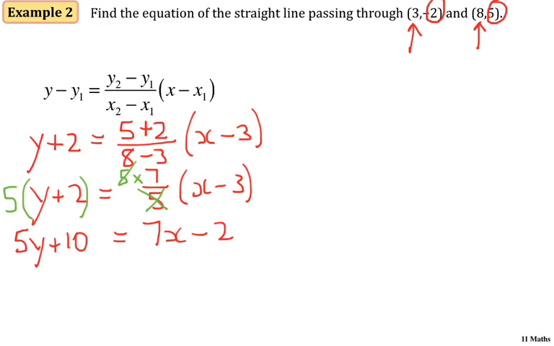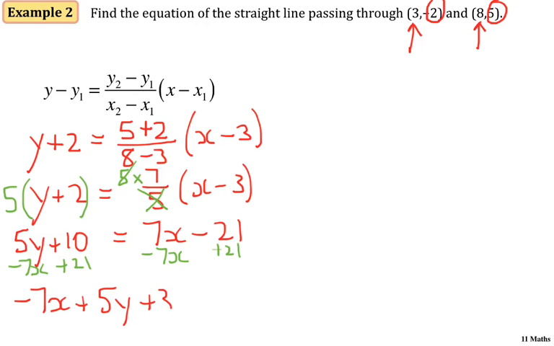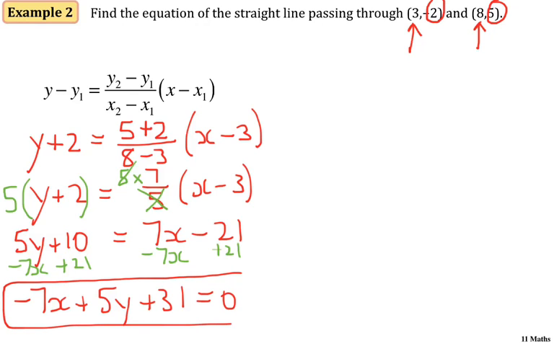7x minus 21. And effectively now I want to leave the answer again in general form, so I will minus 7x and plus 21 to both sides. And by doing that I'm going to end up with the answer of minus 7x plus 5y, 10 and 21 make 31, equals 0, and there's the equation of my line in general form.